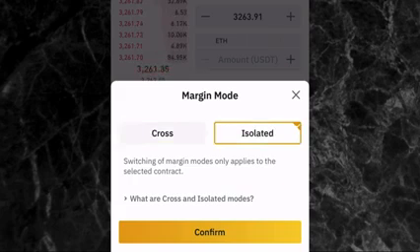But if you are using isolated margin, this means that once you take a trade and the price gets to the liquidation price, you are only going to lose the amount of money you used to enter that trade. So let's say, for example, I have $200 here and I enter with $100. If it gets to the liquidation price, I'm only going to lose the $100 I used to enter the trade. I will still have my remaining $100 in my futures wallet. So that's the difference between the cross margin and the isolated margin.